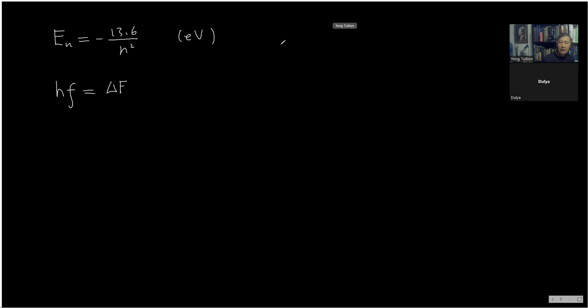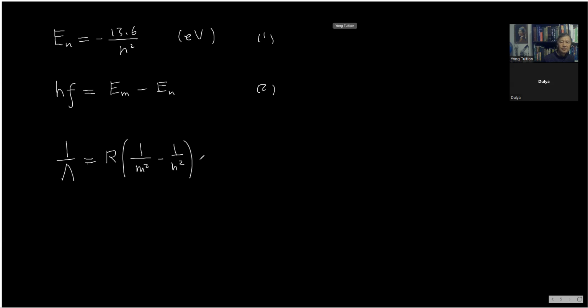We'll probably write it this way: En take Em, n and m just different. The first equation, the second equation, and the third equation would be Rydberg's formula. Can you follow me? That is m squared take n squared. Can you see now Bohr can explain this Rydberg's formula? So what is the formula for R? That's the question.